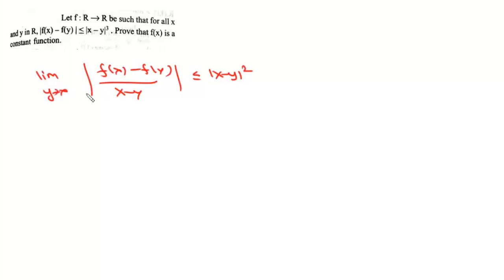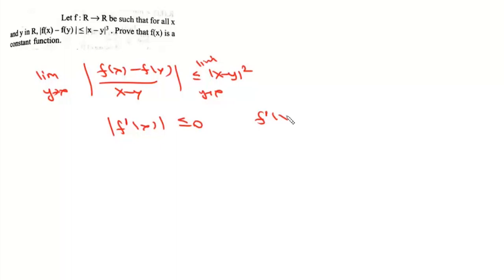Now here the question is, we are given that mod of f(x) minus f(y) is less than or equal to mod of (x minus y) cube. Now we can write this as mod of (f(x) minus f(y)) upon (x minus y) is less than or equal to mod of (x minus y) square. We'll take this limit y tends to x on both sides. Now this is mod of f dash x, and is less than or equal to 0. Now mod function cannot be negative.